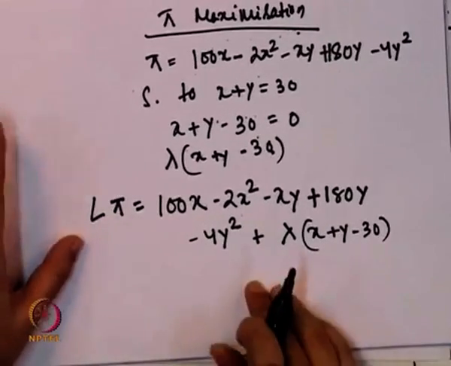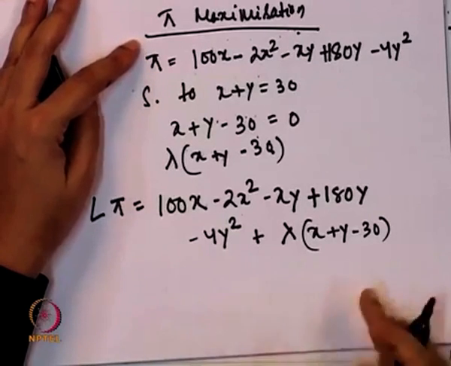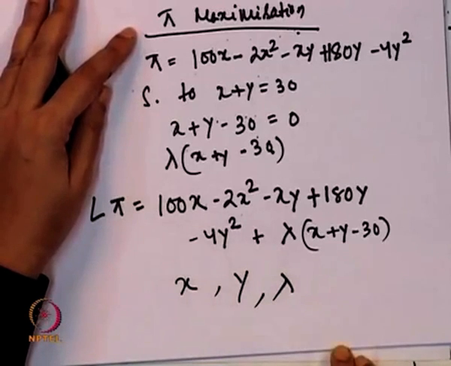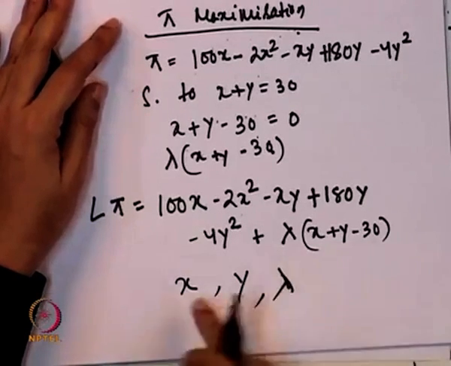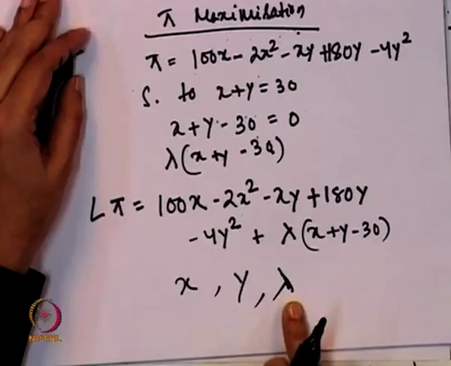Now, we have to find out the value of the unknowns. What are the unknowns here? The unknown is x, the unknown is y, and the unknown is lambda. So, we need to solve for the value of x, y, and lambda. Now, how will we do that? We will take the partial derivative of the profit function with respect to x, with respect to y, and with respect to lambda, the Lagrangian multiplier.